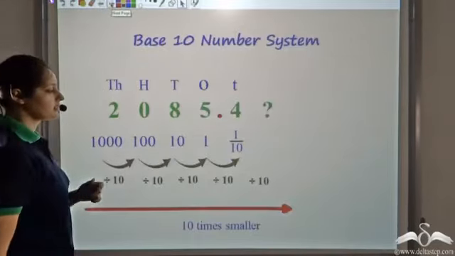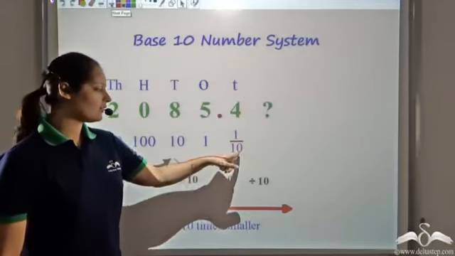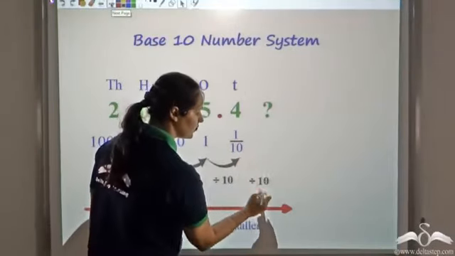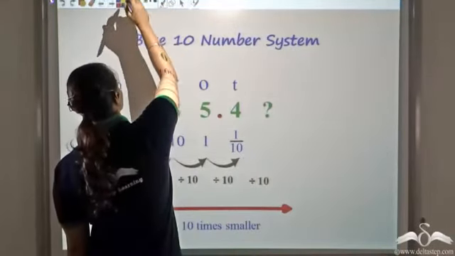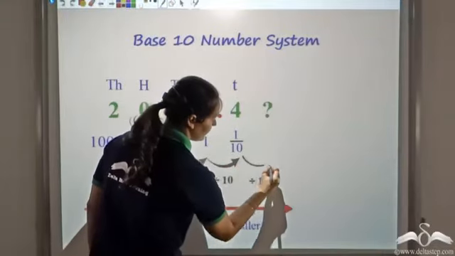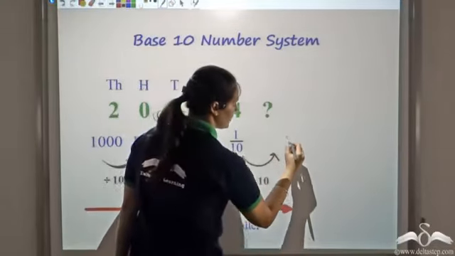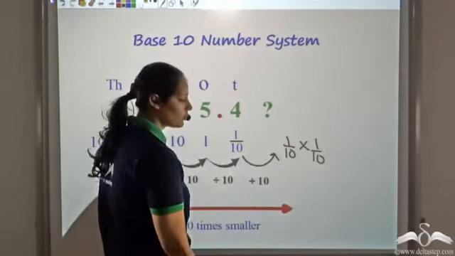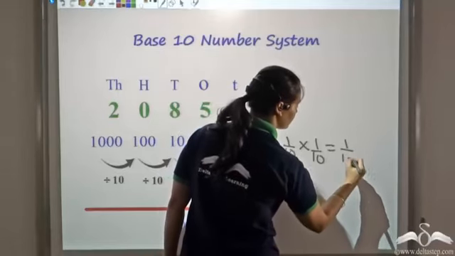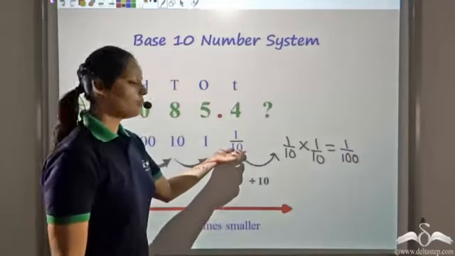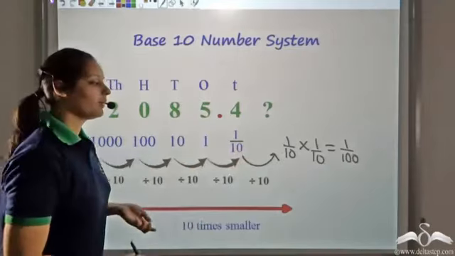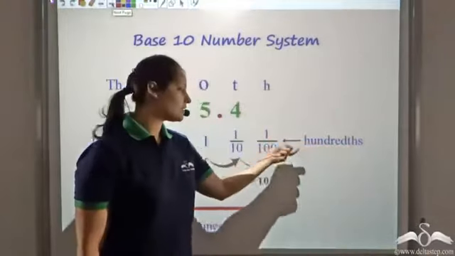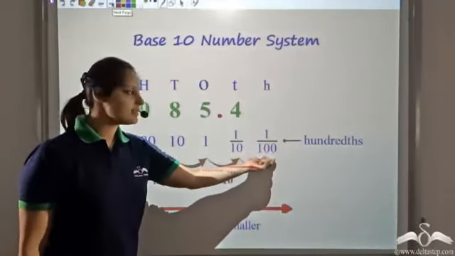So what I have done is, I have gone beyond tenths and divided this tenth distance further by 10. Dividing 1 by 10 by 10, I get 1 by 10 times 1 by 10, which is 1 by 100. That is hundredths. So this is called hundredths, that is 1 divided into 100 equal parts.